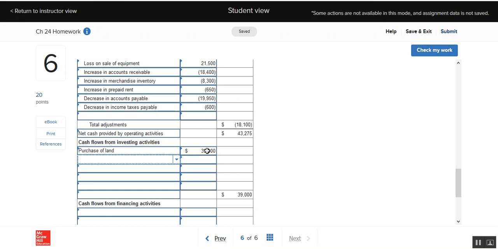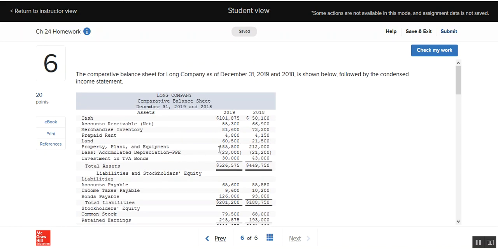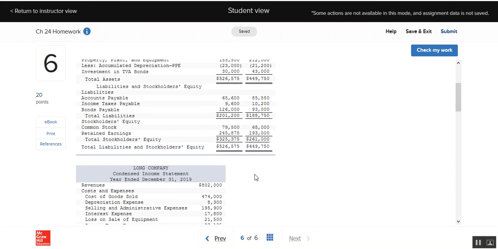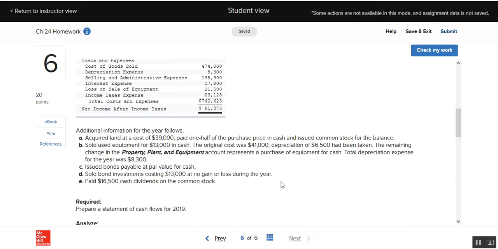Whoops, and that should be a minus, because we purchased it, so that's cash going out. And we had some equipment up here. It was $212,000 before, and now it's $185,500. So there's a $26,500 difference in equipment, and it actually went down. So let's look at our other information and see what it tells us. It says we sold equipment for $13,000 in cash. The original cost was $41,000. Depreciation of $6,500 had been taken. The remaining change in the property, plant, and equipment represents a purchase of equipment for cash.